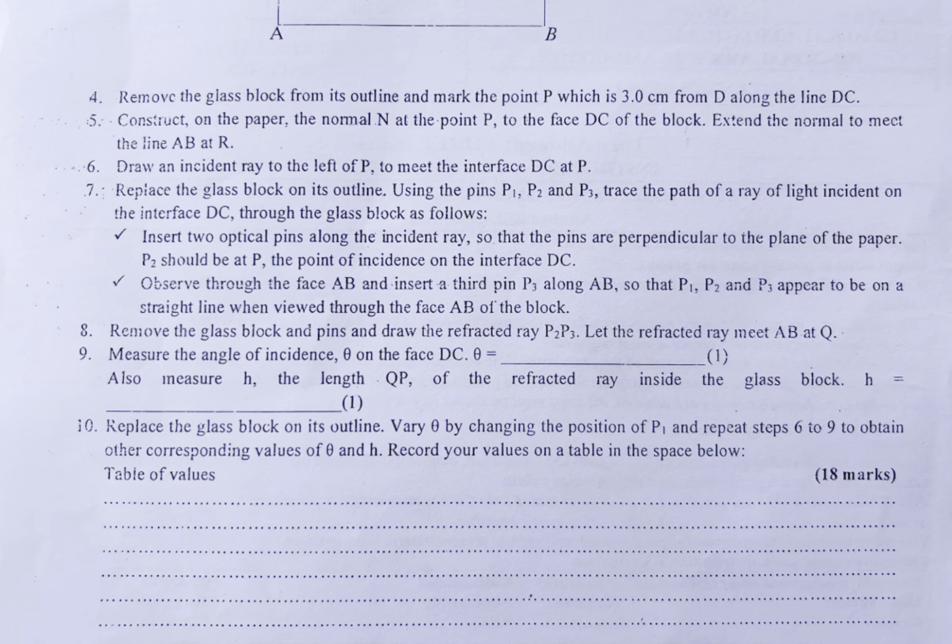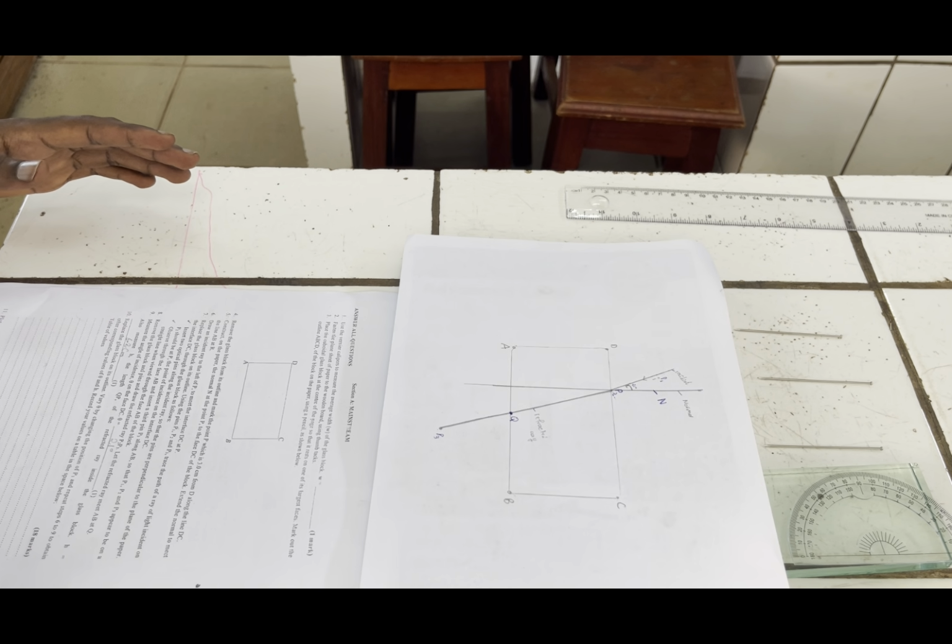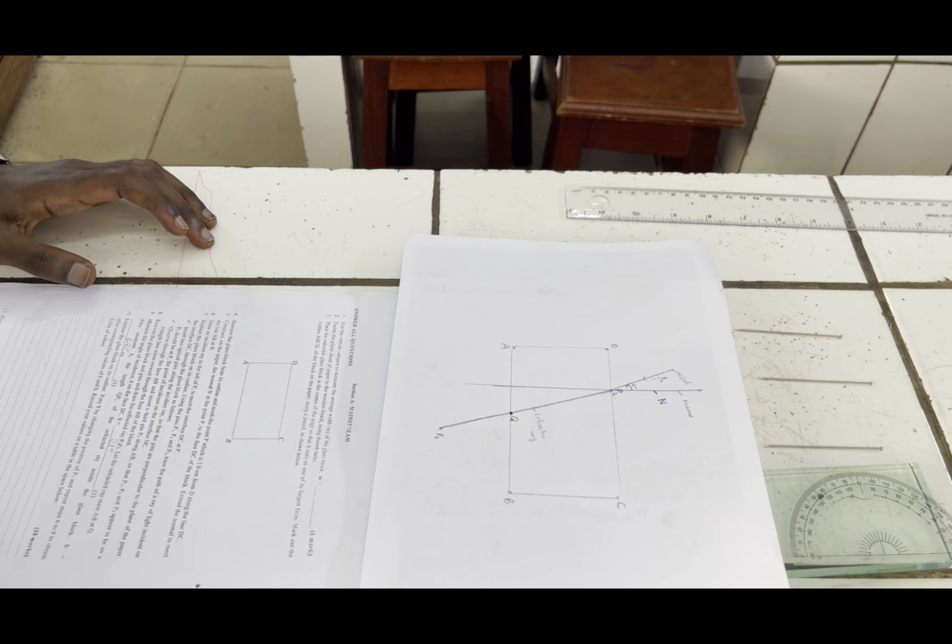Okay, students, let us proceed with the last step of the procedure. Step 10, replace the glass block on its outline. Vary theta by changing the position of P1 and repeat steps 6 to 9 to obtain other corresponding values of theta and h. Record your values in a table in the space below. Now some can ask how many values we should come out with. Look, the mark is indicated here, 18 marks. It means that surely the table is 16 marks, so you should come up with a minimum of 8 values. Yeah, minimum 8 values.